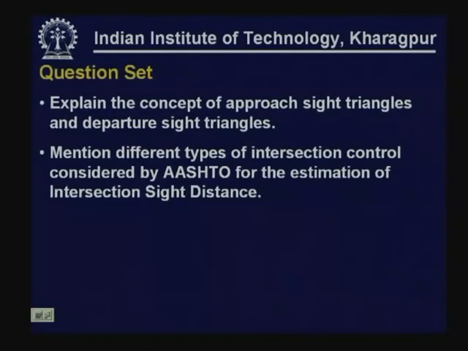Now, we have discussed two types of intersection control and tried to understand the basis. A few questions from the discussion: Number 1, explain the concept of approach side triangles and departure side triangles. Number 2, mention different types of intersection control considered by ASTO for the estimation of intersection side distance.